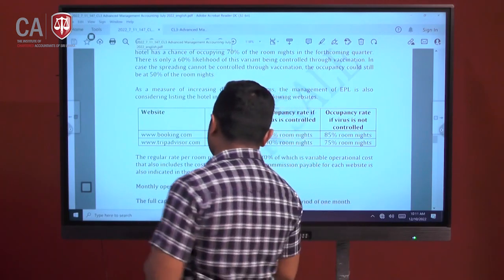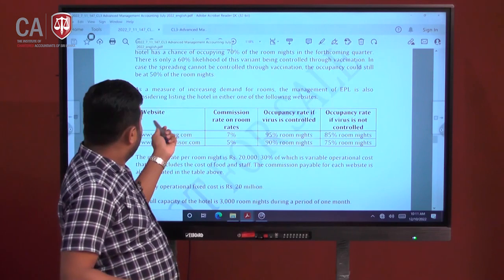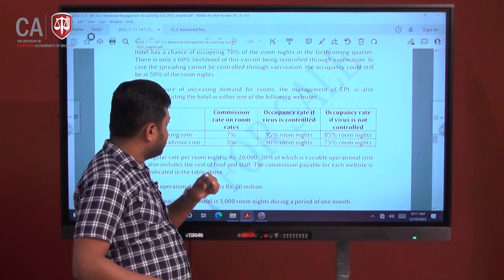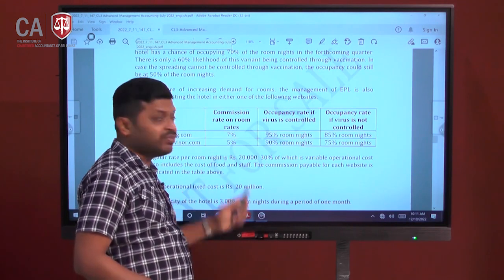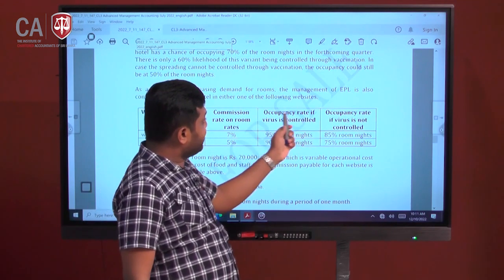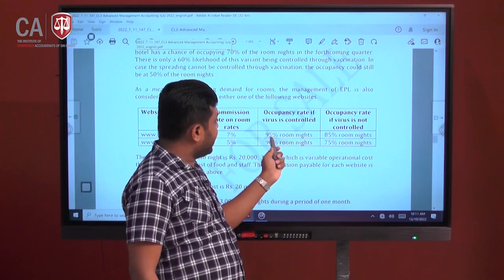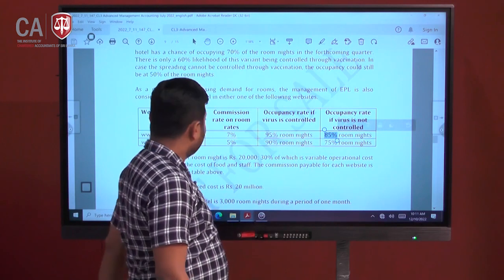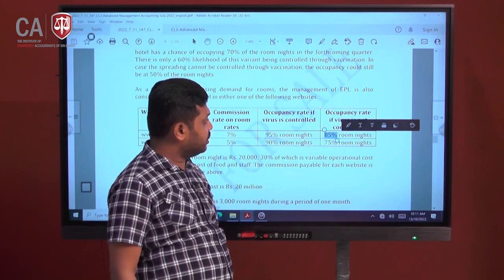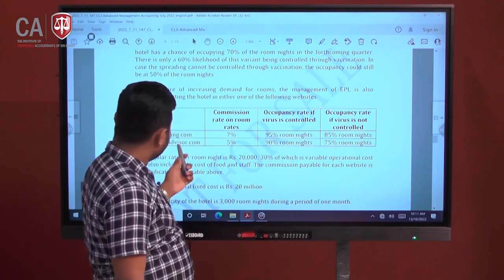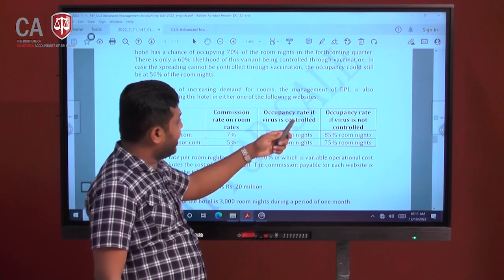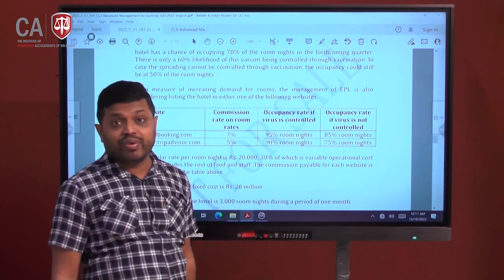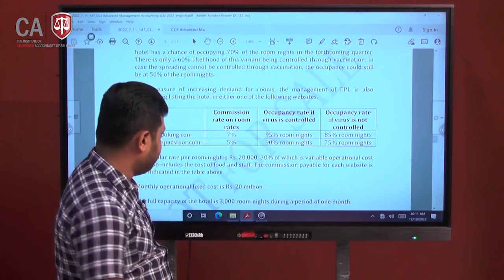Look at this one. Booking.com commission rate on room rate is 7%, TripAdvisor is 5%. Occupancy rate for Booking.com: if the virus is controlled, 95%, if the virus is not controlled, 85%. Then TripAdvisor occupancy rate: if the virus is controlled, 90%, if it is not controlled, 75% of room nights.